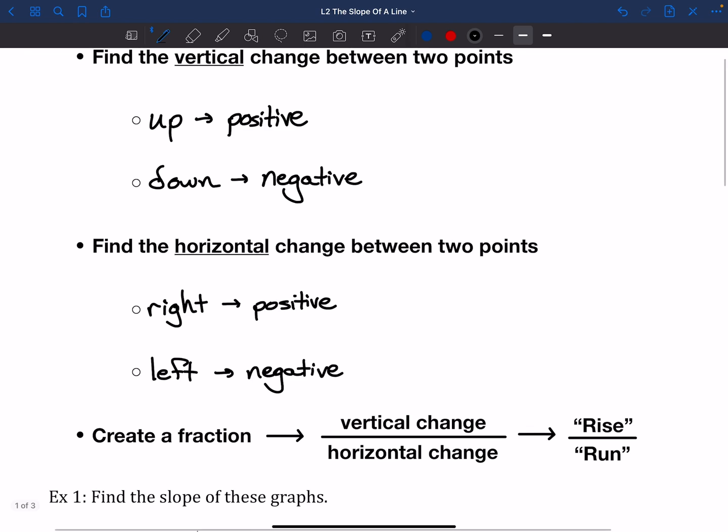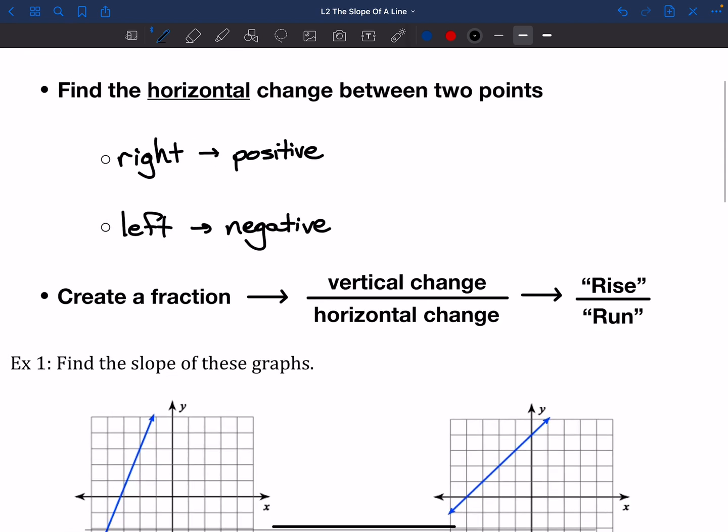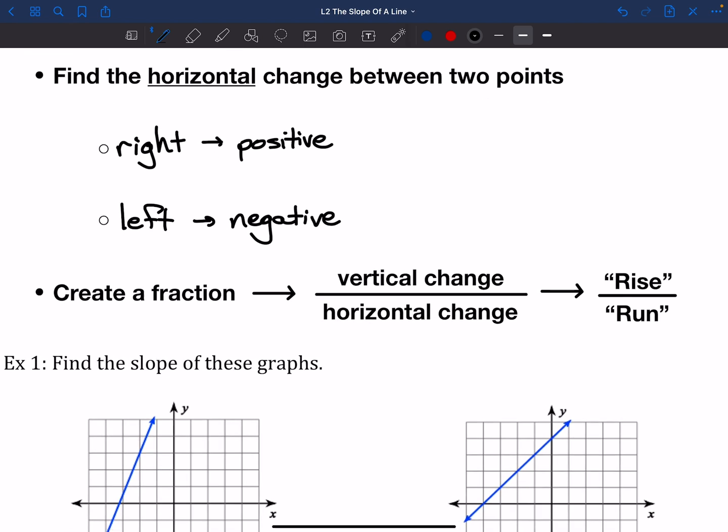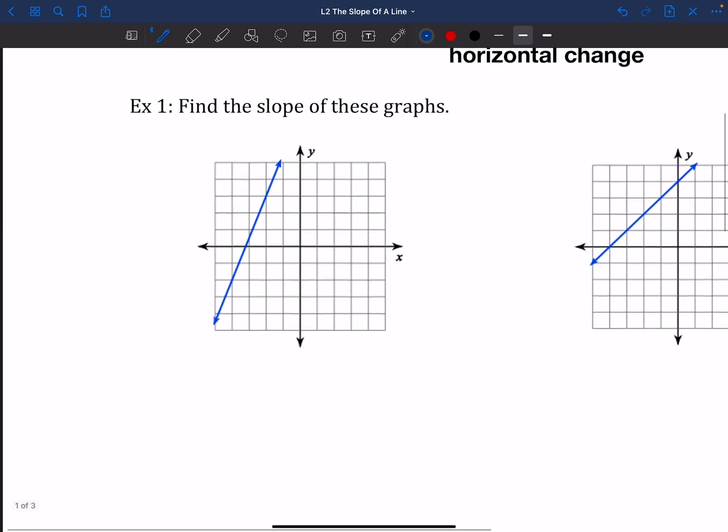Okay. After we find the vertical and horizontal change, we create a fraction out of those, and this is really the important part. We create a fraction with the vertical change on top and the horizontal change on the bottom. We can abbreviate that to be the rise, if you're going up or down, you're either rising or falling, and the run, you're going either left or right. So rise over run. Sometimes you can call it fall over crawl if you're going downwards. But either way, it's all talking about the same thing.